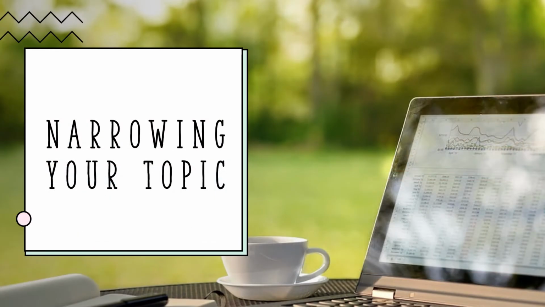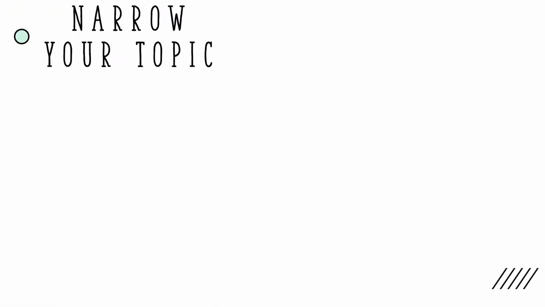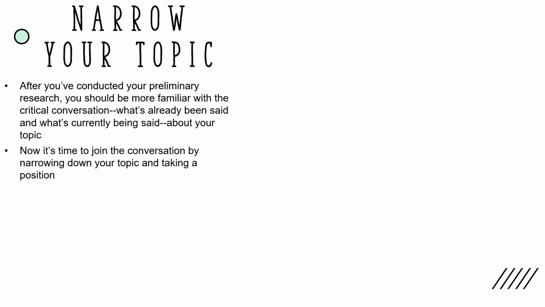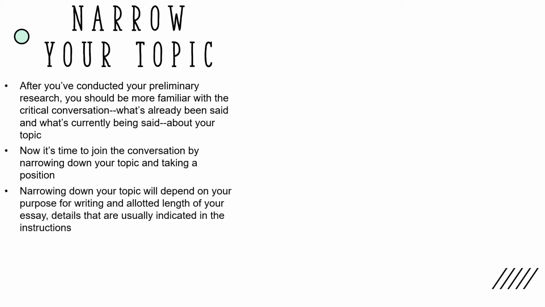Next, you'll narrow down your topic and write a working thesis. After you've conducted your preliminary research, you should be more familiar with the critical conversation, what's already been said and what's currently being said about your topic. Now it's time to join the conversation by narrowing down your topic and taking a position. Narrowing down your topic will depend on your purpose for writing and the allotted length of your essay, details that are usually indicated in the instructions for the writing assignment.